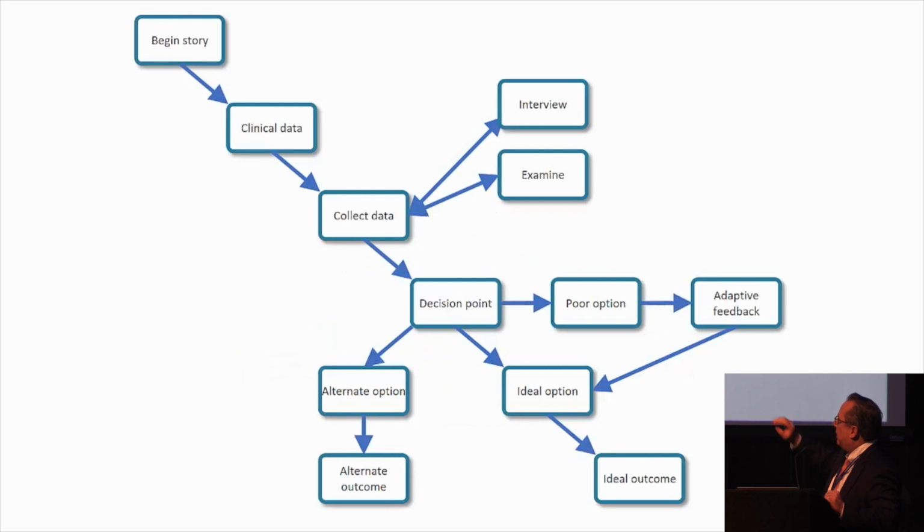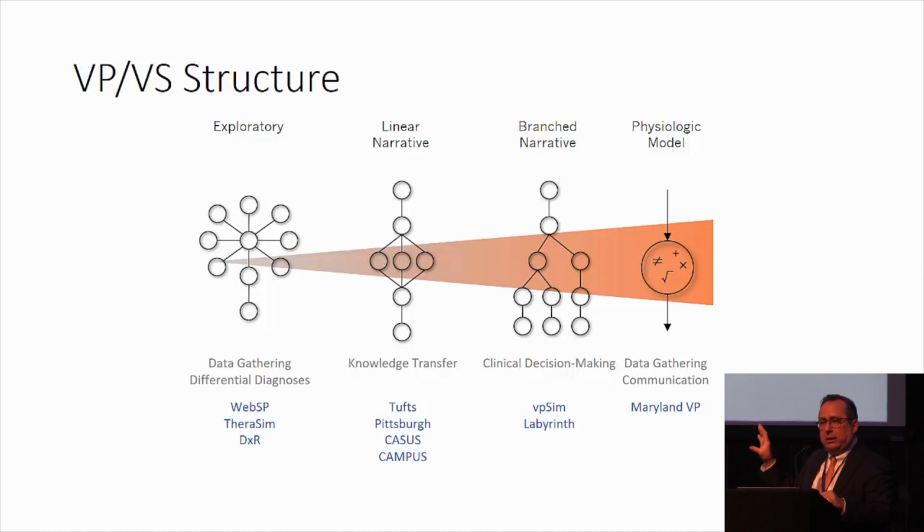You can choose the ideal option there in the center and have the ideal outcome. You can choose a poor option, which would perhaps have a bad outcome, and receive some feedback, correct your mistakes, and then go down the ideal path. Or it gives you the opportunity to have an alternative option, maybe one that's more focused on the needs of that particular patient, maybe one that is less expensive, more expensive, different side effects and such. So the branching narrative style of virtual patients offers a lot more flexibility than, say, just a linear one.